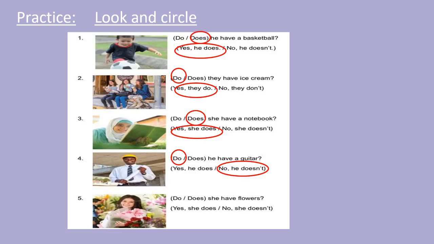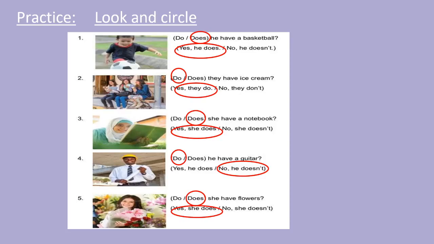Does she have flowers? Yes, she does, or no, she doesn't. Good. So we need to choose the correct question first. So this one is does, right? Does she have flowers? So the answer is yes, she does. So here is our practice that you did with teacher, right?